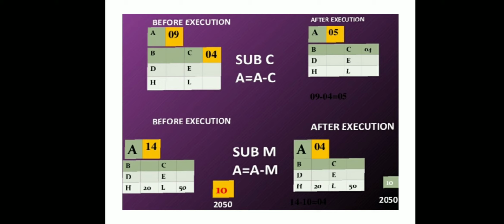For example, SUB C. After execution of this instruction, the content of accumulator is subtracted by the content of register C and the result of subtraction is stored in accumulator. Next, SUB M. Here again, the content of accumulator is subtracted by the content of memory location which is specified by the HL pair and the result is again stored in the accumulator.